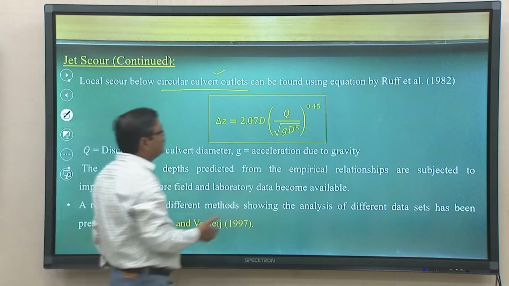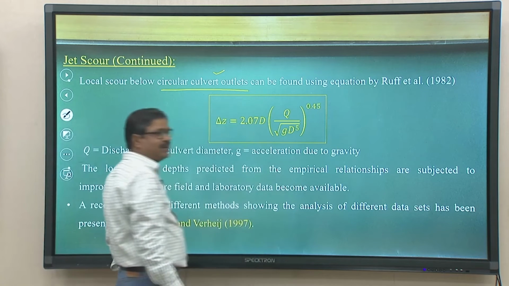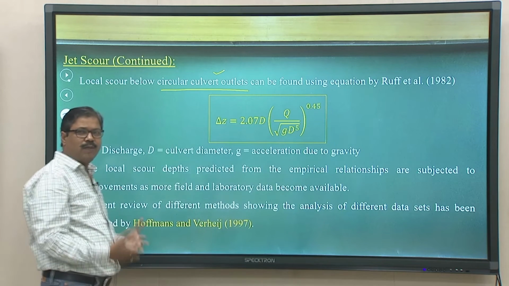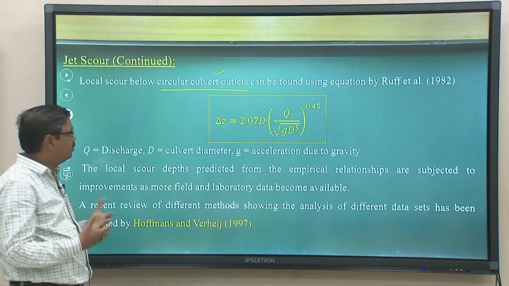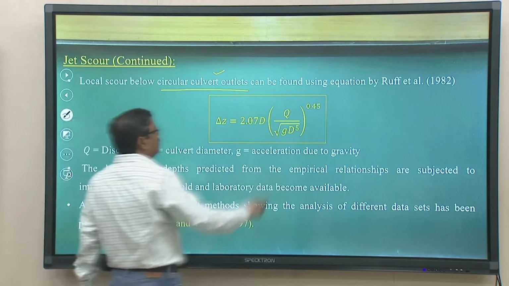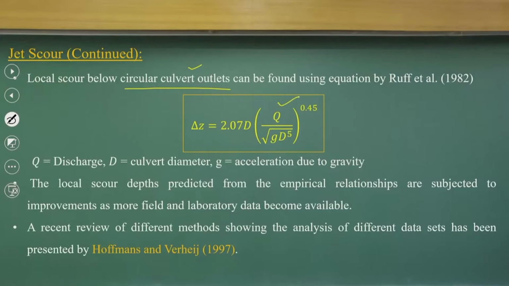So, whenever you design the culvert, at that time we should consider what amount of scouring happens during the extreme floods. That is the basic idea. So, if you look at this, q is the discharge, d is the diameter for the circular outlets, this is the scouring depth.